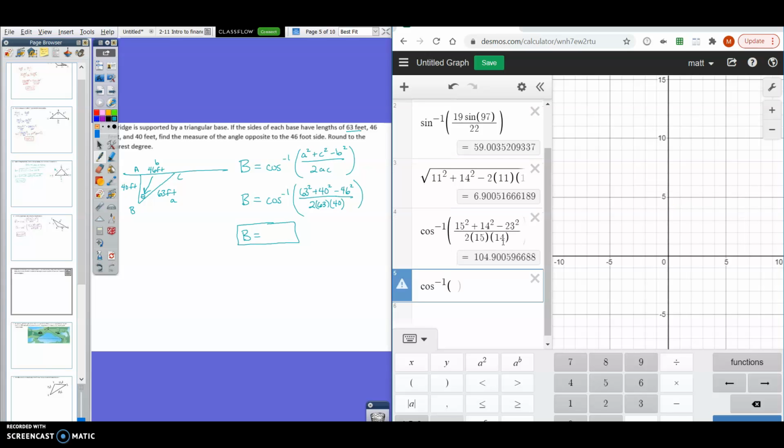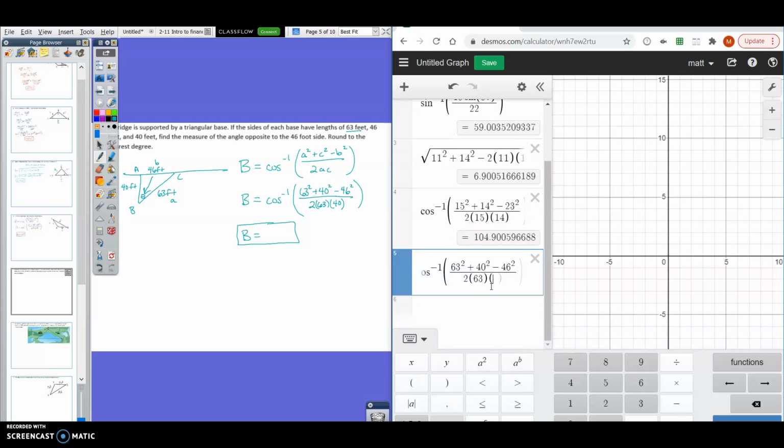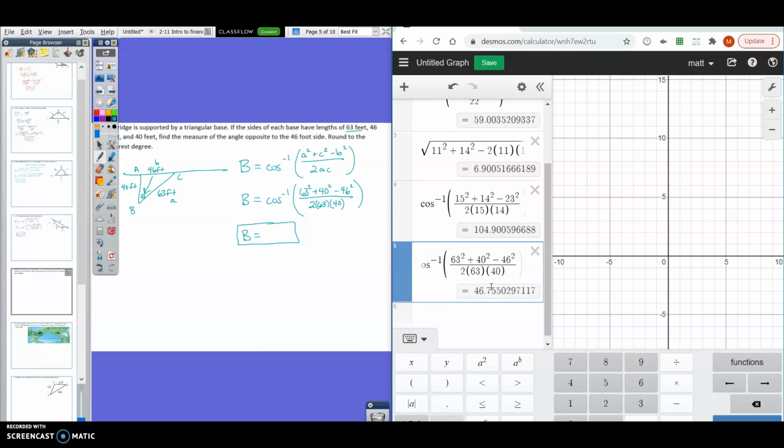So we have the inverse cosine, and then we're going to type all of this in at the same time. Okay, so we end up getting 46.75. And it wants us to round to the nearest degree. So since it's a 0.7, we're going to round up, so it's going to be 47 degrees.